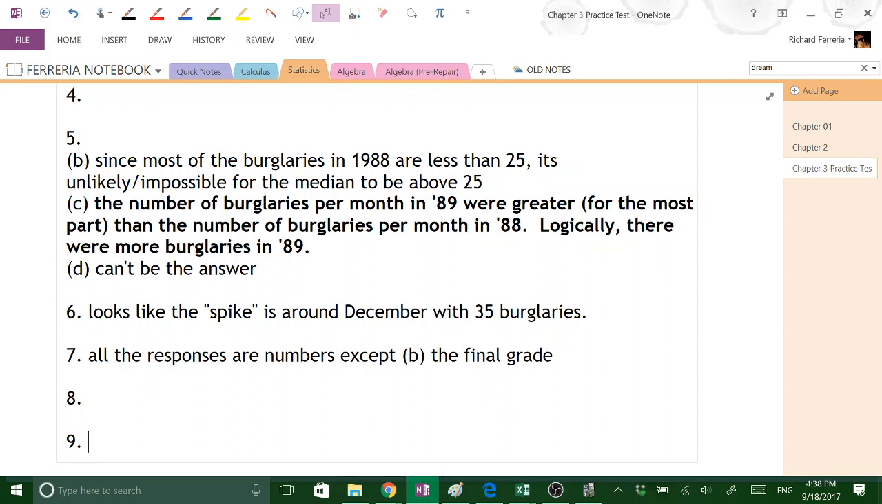When creating a scatter plot, one should use... Okay, do we use a horizontal axis for the response variable? Yeah. You still didn't do number 9. Number 9? Yeah. Okay.